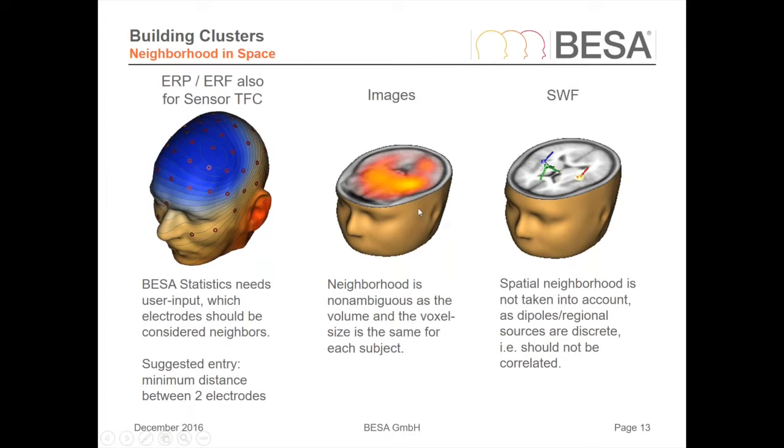If you look at images, so source images, these are source analysis results derived by distributed methods like Loretta or beamforming. Here the neighborhood structure is clear as the voxel size is the same across subjects and the position of the voxels is also known. In the case of source waveforms, here on the right, no spatial neighborhood is considered since dipoles and regional sources are considered discrete. This means that a correct source model will model the activity of only the brain region that it represents and no other activity.